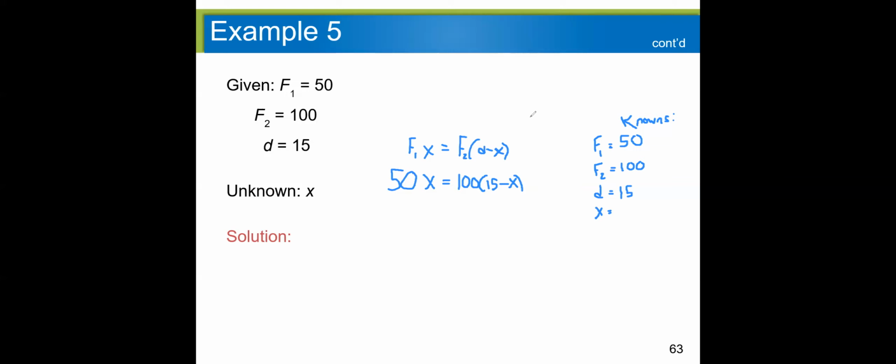I also see parentheses, and I see a number outside those parentheses: distribution. I need to distribute this 100 throughout. So let's do that. I'll do this one long form again, just to emphasize what's going on. This is equal to 100 times 15 minus 100 times x. 100 times 15 is 1500. And now I am at this point.